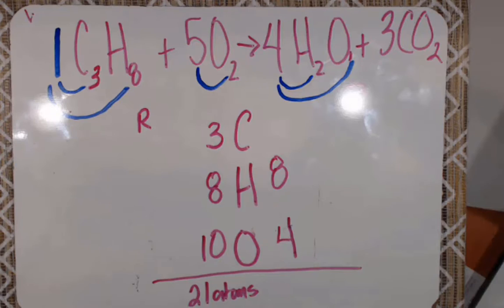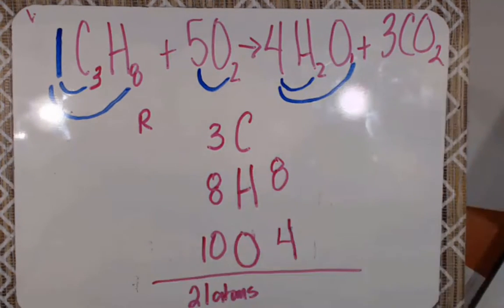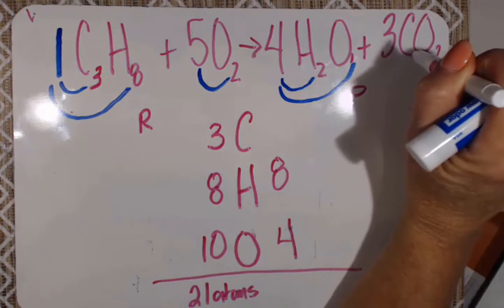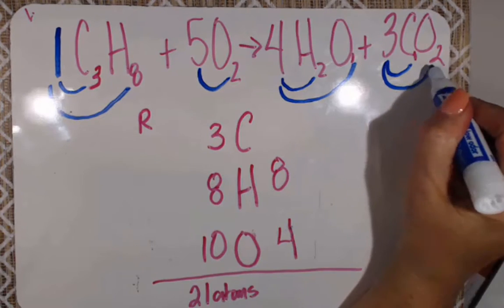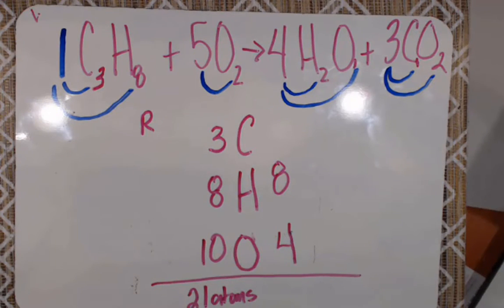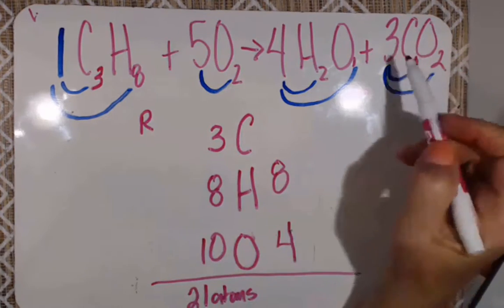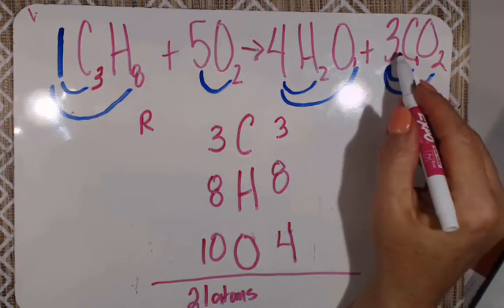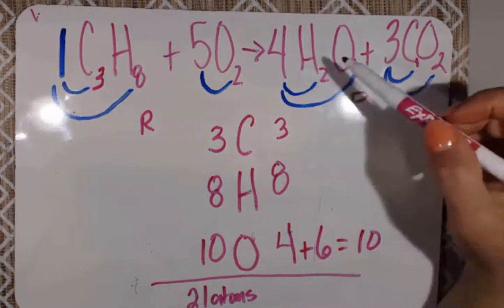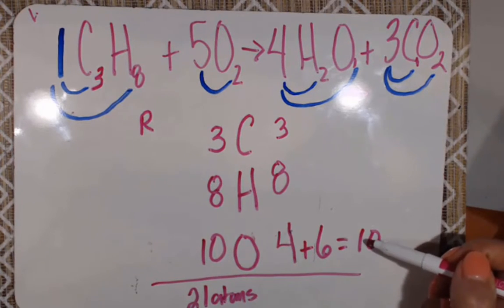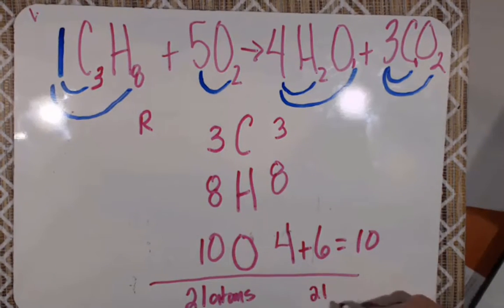Okay, the same thing with our CO2, our carbon dioxide. There is an understood 1 behind the C. So we take our 3 times 1 and our 3 times 2. And that's going to give us our totals. Carbon is going to be 3 times 1. And oxygen is going to be 3 times 2, so 6. So I need to add it to my 4 from over here. So you can see that I also have 21 atoms on this side. This is a balanced equation, and it does obey the law of conservation of mass.